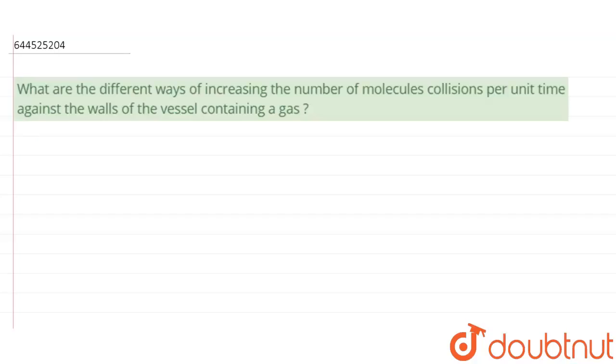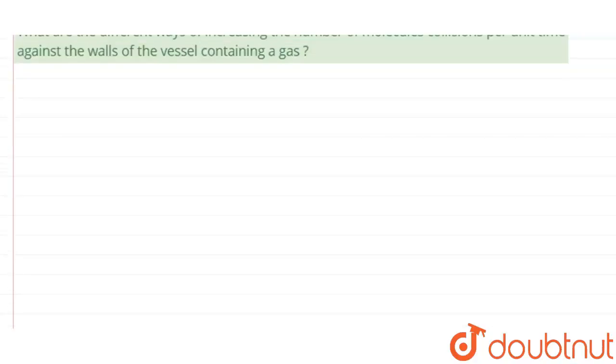Hello everyone. So the question is, what are the different ways of increasing the number of molecules collision per unit time against the wall of the vessel containing a gas? So let's start the solution. In the question they are saying that we have a container which is filled with gas. Suppose this is a container that is filled with gas molecules and we have to increase the collision of molecules.